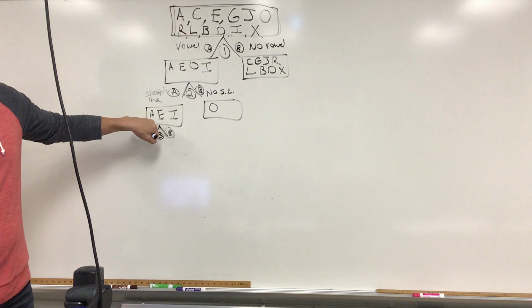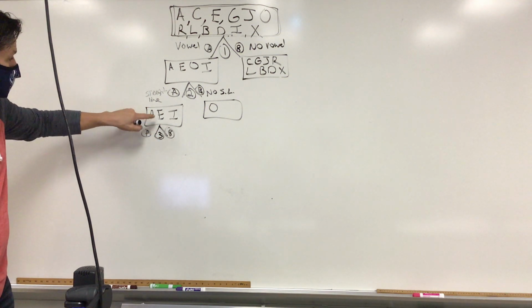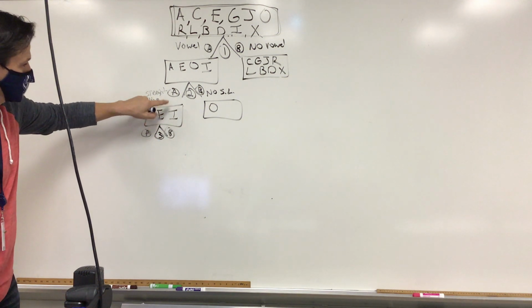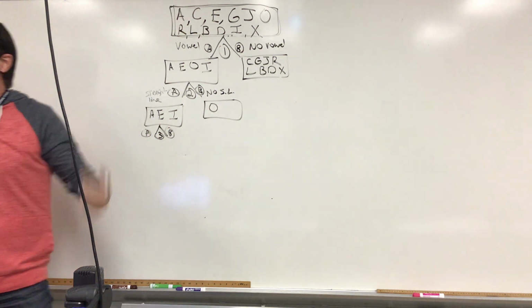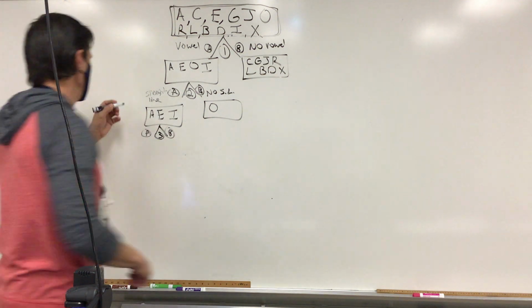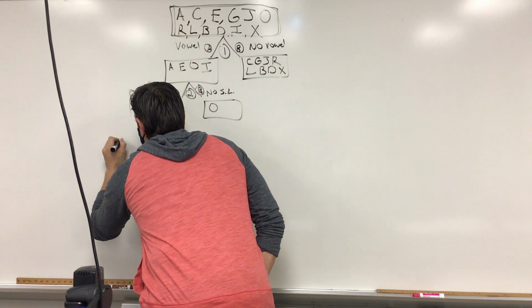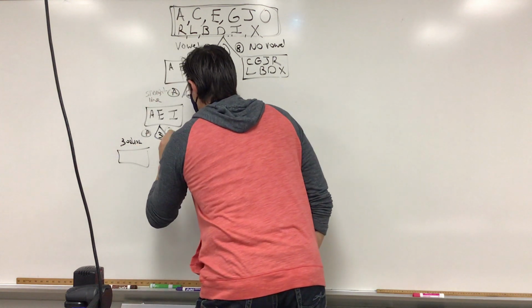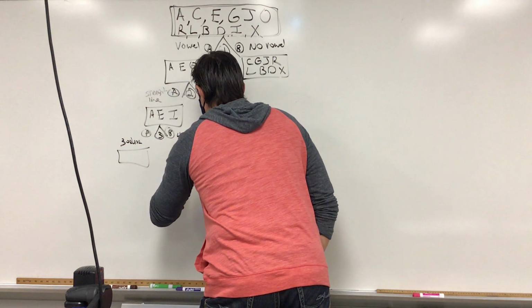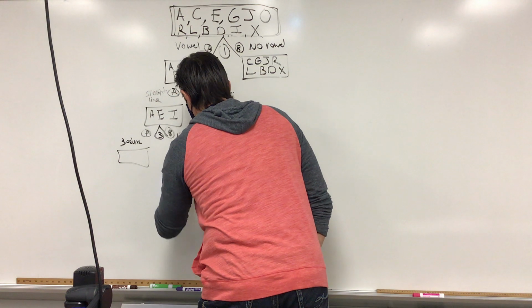three or less straight lines, four or more, right? Because you see one, two, three, one, two, three, one, two, three, four. You see how I did that? So I said three or less straight lines, four or more, okay? Pretty simple, all right?